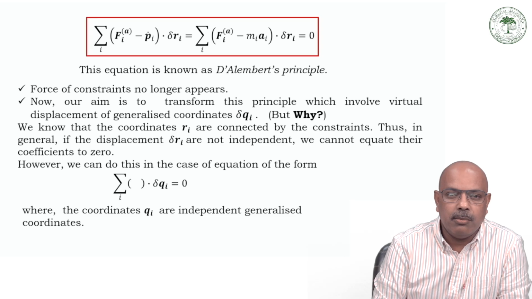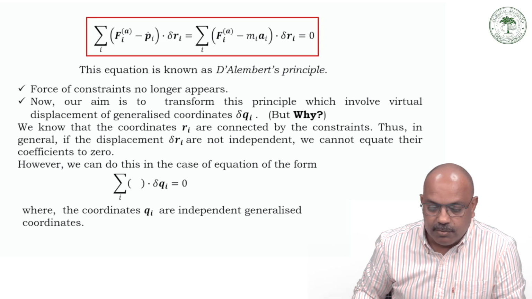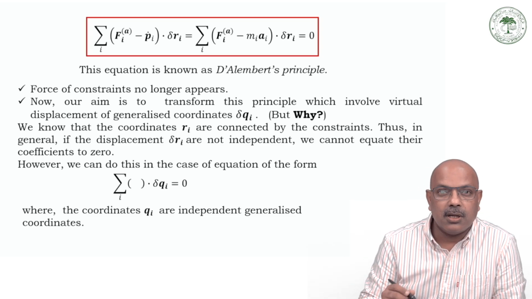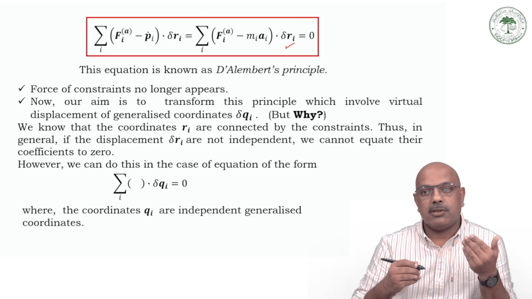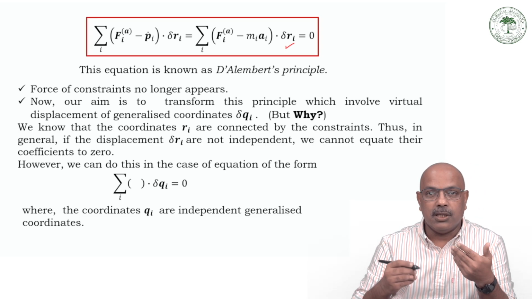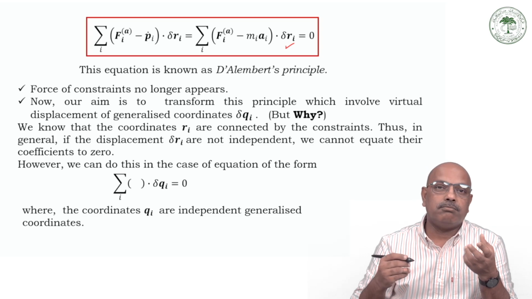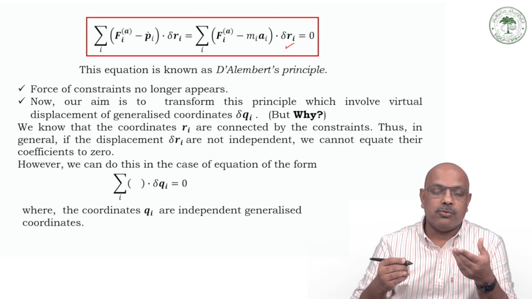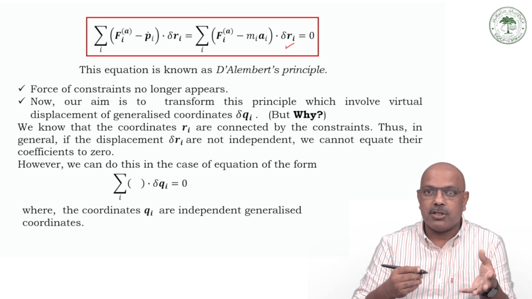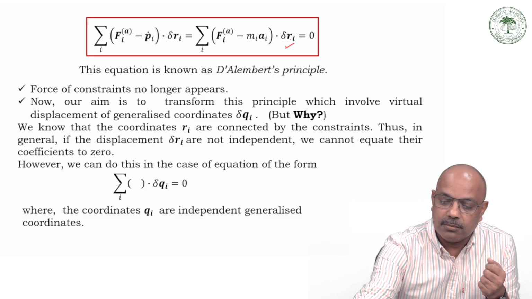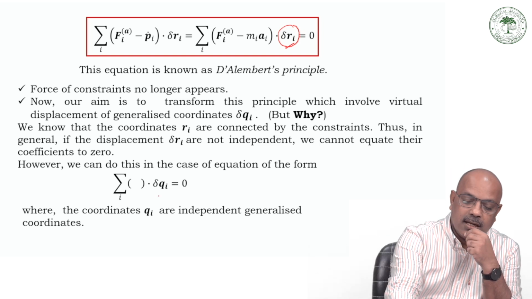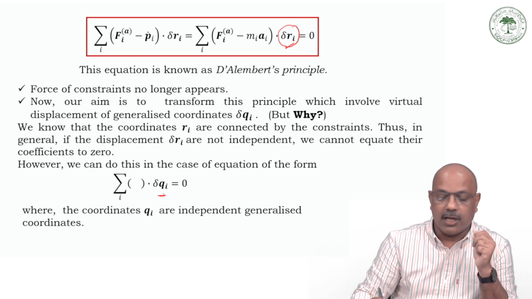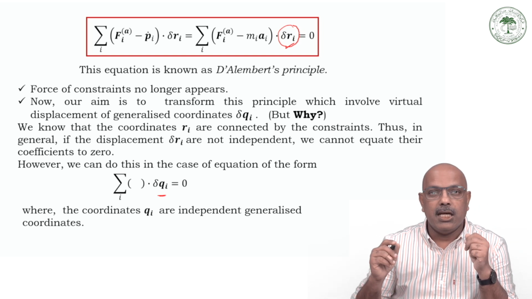is for dynamic equilibrium. And then we cannot put the coefficient of the virtual displacement equal to 0 because the delta Ri is going to be a dependent quantity. So that's why we need independent coordinates to put the coefficients of this virtual displacement equal to 0. So I need that in terms of the generalized coordinates, which are going to be independent.